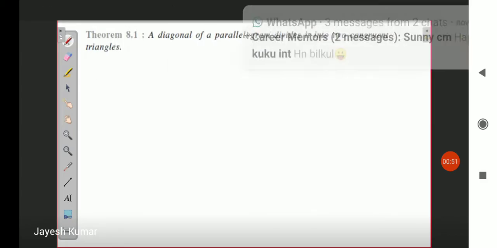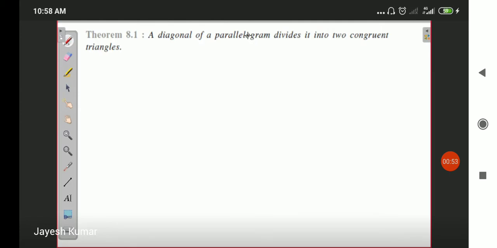And apart from that, all the questions and examples are to be done in your homework copy. We'll start with theorem 8.1. Theorem 8.1 is: a diagonal of a parallelogram divides it into two congruent triangles.